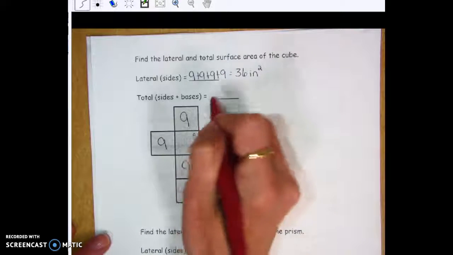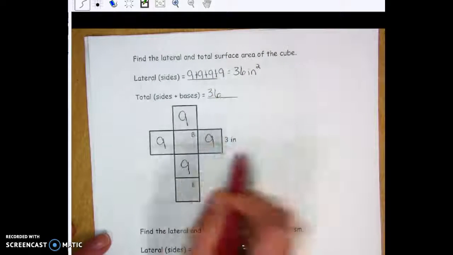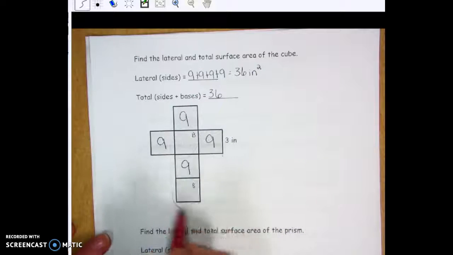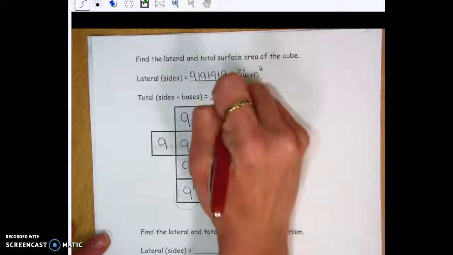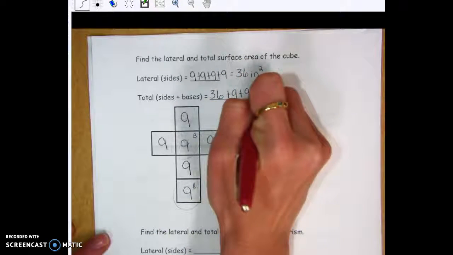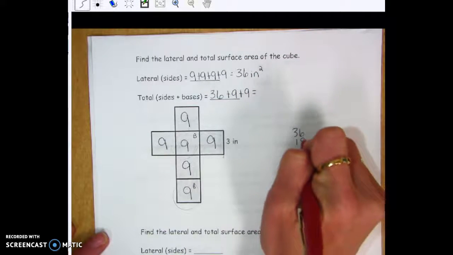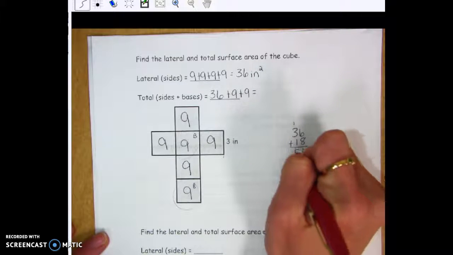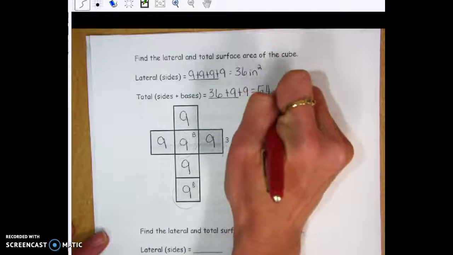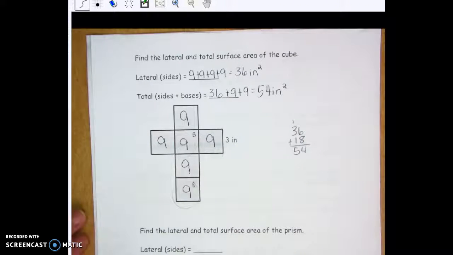Okay, to get the total, we have the 36, and then we're also going to add in our two bases. So this one would be 9, and this one would be 9, so plus 9, plus 9. So 36 plus 9 and 9 is 18. So that would be 54 inches squared.